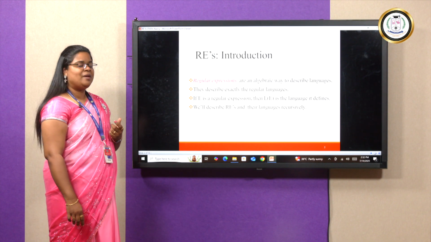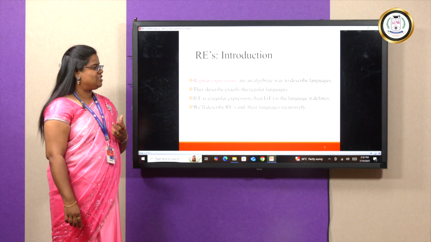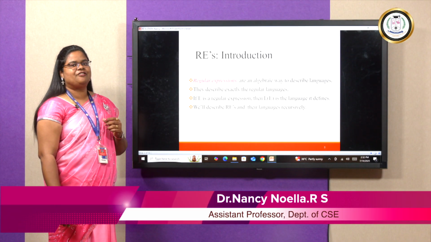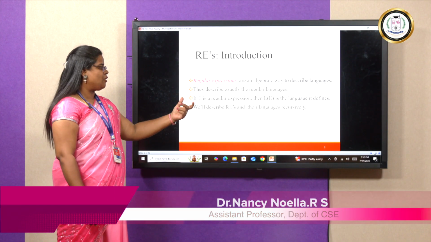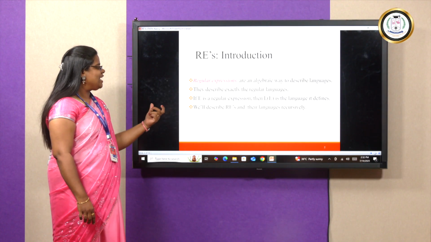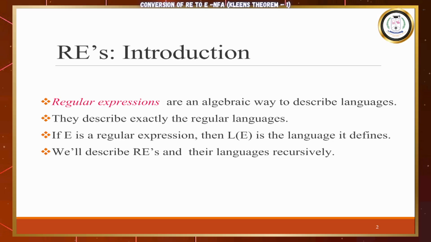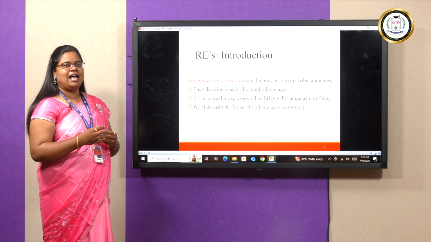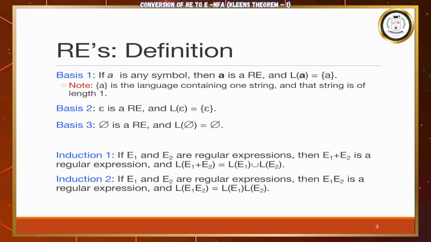It's an algebraic way to describe different languages. Here in theory of computation, we are considering the different languages as regular languages, so we will give the short form as RL. If E is a regular expression, then we will be having languages L of E, and we will be describing RE and the RL regular languages as recursive functions only.